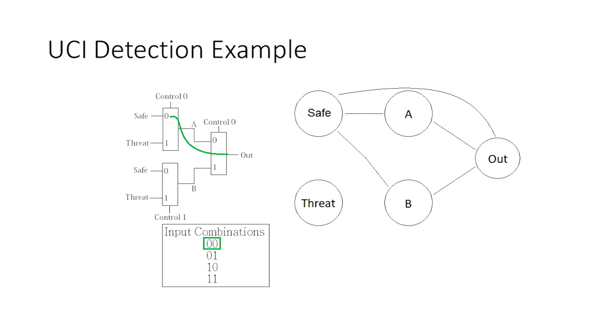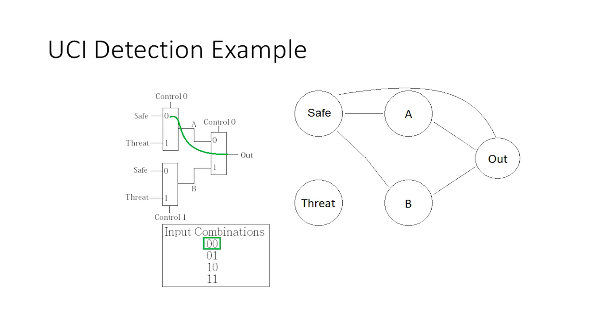Let's consider the test input of 0,0. So in this case, control 0 is 0, and control 1 is also 0. But due to how the multiplexers in the test logical circuit are arranged, the bottom left multiplexer doesn't have any effect on the output of the circuit, since the right side multiplexer is selected to 0. So since the right side multiplexer is selected to 0, it's going to output whatever value is provided from A, and whatever value goes to A depends on the value outputted by the top left multiplexer, which is also switched to 0. So in this case, a safe signal is being sent to the output.